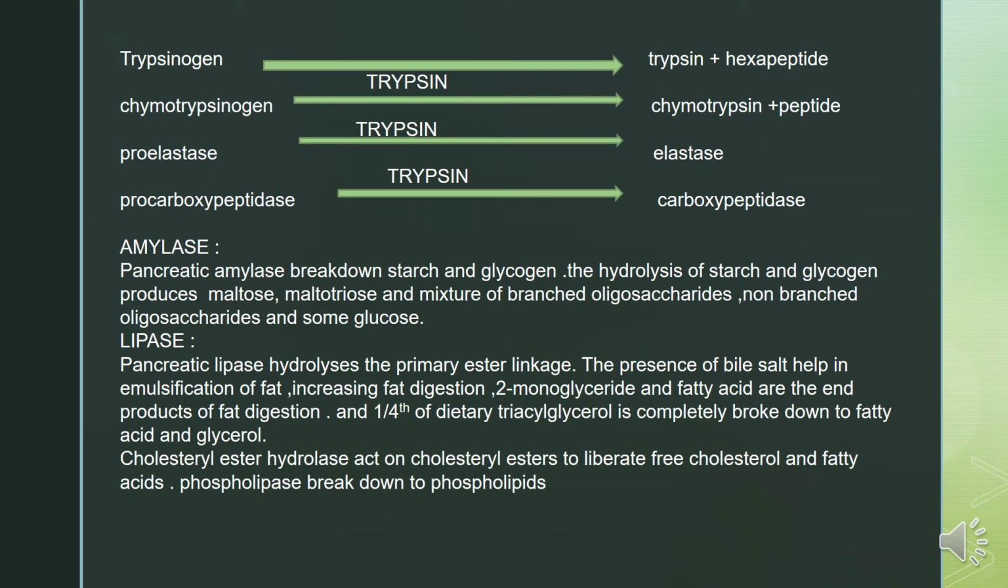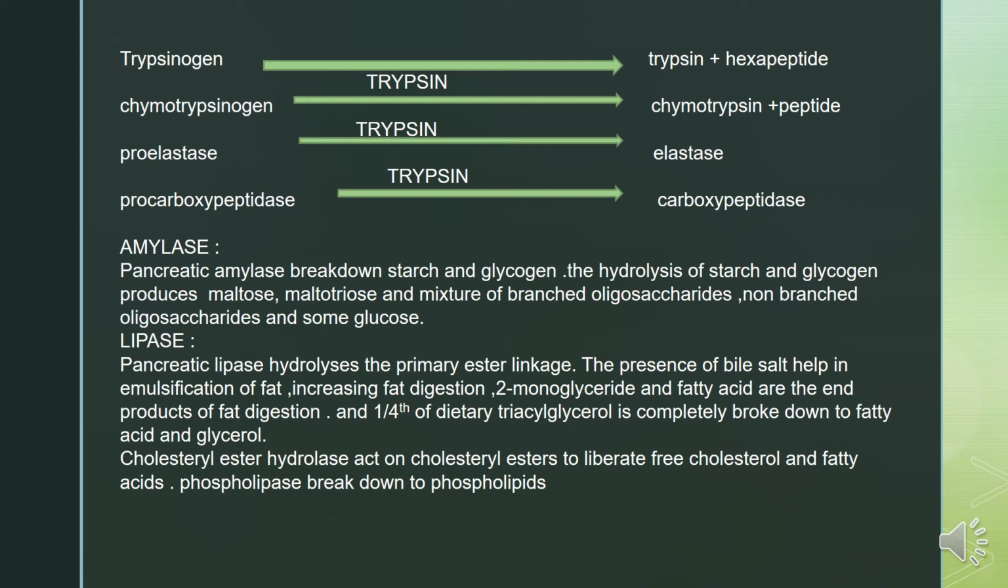Trypsinogen gets converted into trypsin and a hexapeptide. Then trypsin further converts chymotrypsinogen to chymotrypsin plus peptide, and trypsin again converts proelastase to elastase, and procarboxypeptidase to carboxypeptidase. So all inactive forms get converted into active forms. First trypsinogen itself is converted into trypsin, and then this trypsin converts every inactive form into its active form.